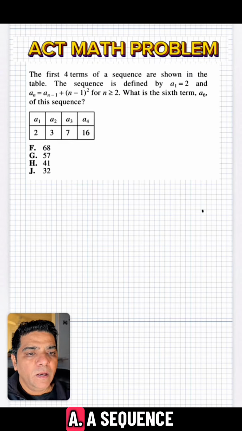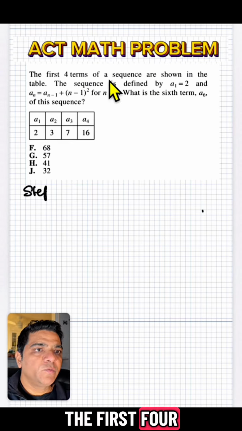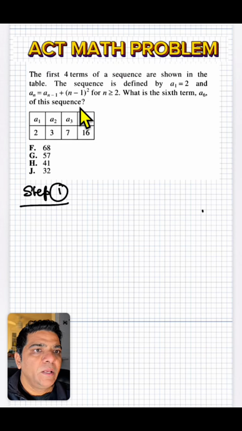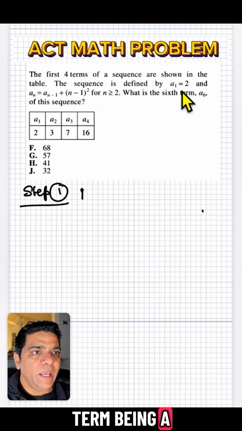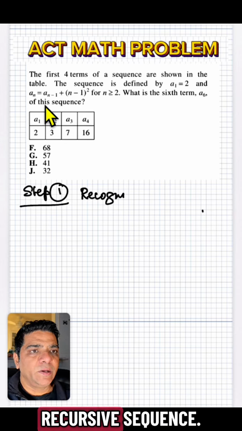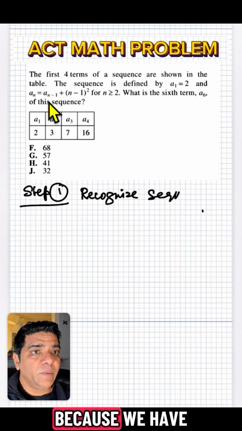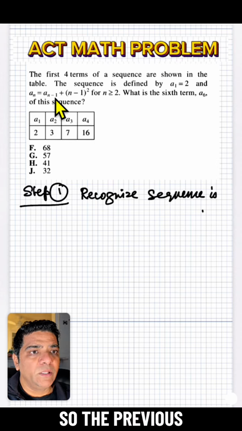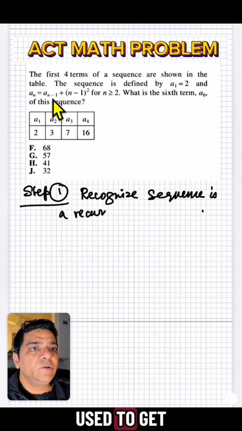So we have a sequence problem here. The first four terms of a sequence are shown in the table and is defined by the first term being a1 equals 2. This is a classic recursive sequence, and we need to recognize this because we have a sub n minus 1, so the previous term is being used to get to the next term.